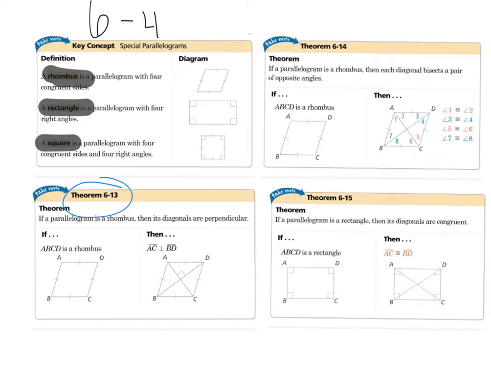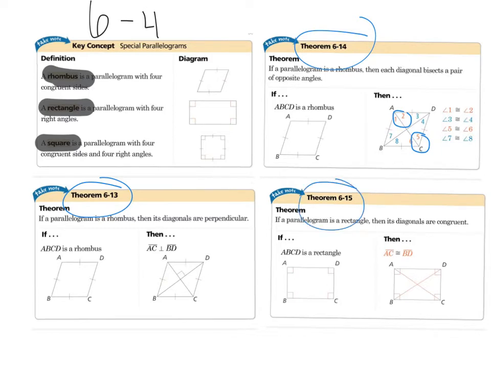Theorem 6-14: if the parallelogram is a rhombus, then each diagonal bisects a pair of opposite angles. So if you look, angle 1 and angle 2 are congruent, angle 5 and angle 6 are congruent. Now we also know that opposite angles are congruent. So basically 1, 2, 6, and 5 are all going to be congruent also. Same thing with 3, 4, 7, and 8.